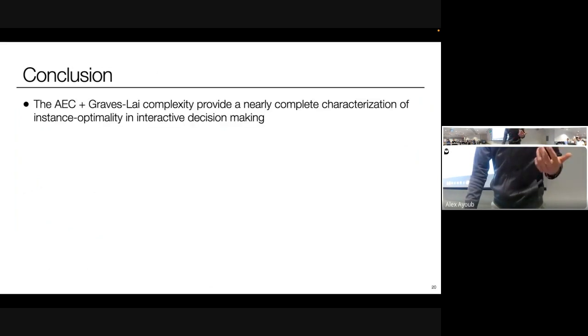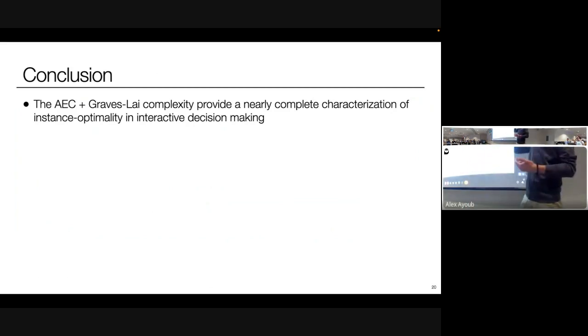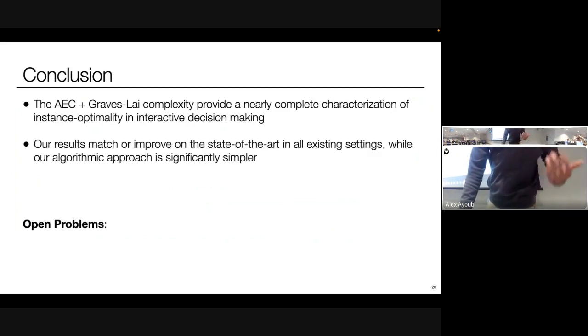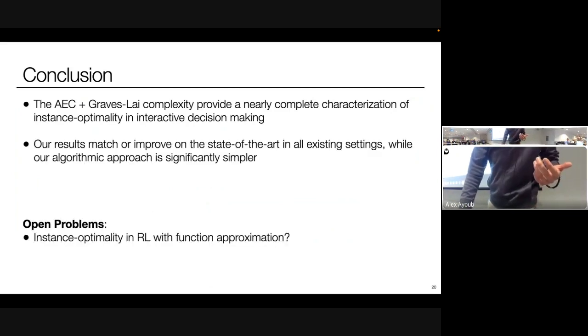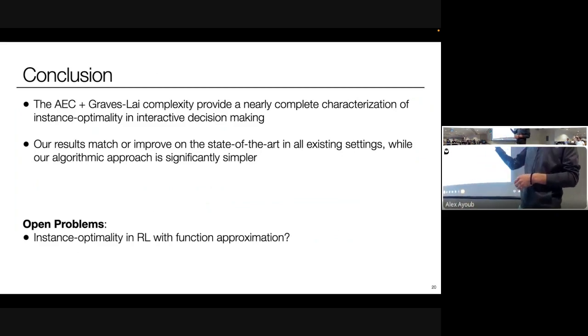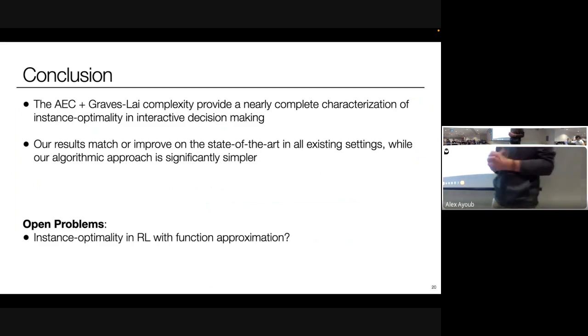So, in conclusion, the AAC plus Graves and Lai gives a fairly complete characterization of instance optimality. There are still a lot of open problems here. One problem is instance optimality in RL with function approximation. In principle, our results should extend, at least to model-based RL. We just worked it out for the tabular case. There could be interesting things in working out our results for more general function approximation cases. I don't see any barriers to this. We just didn't do it.